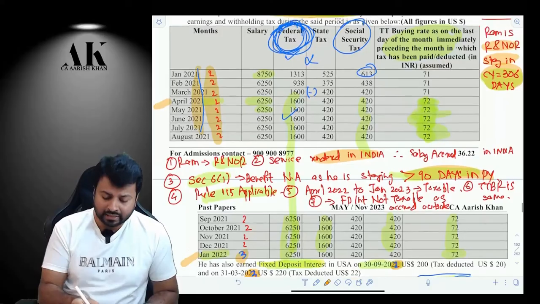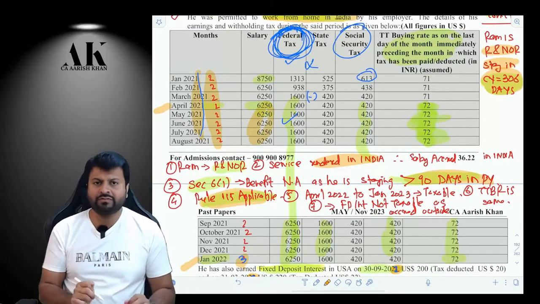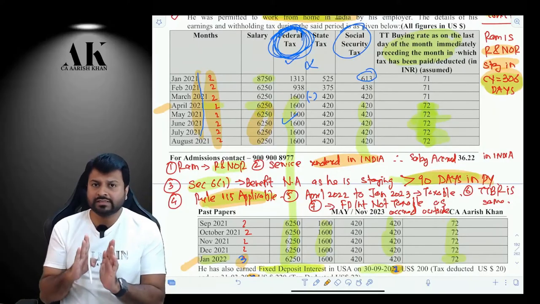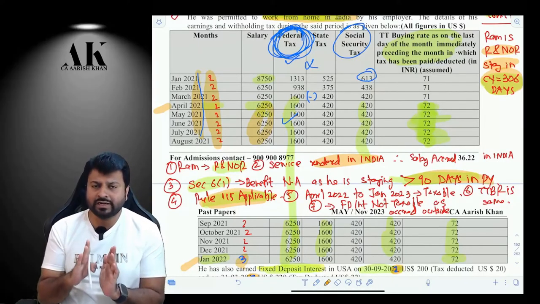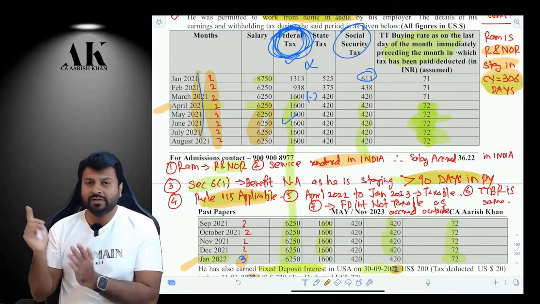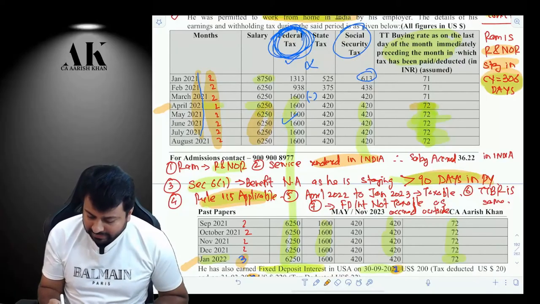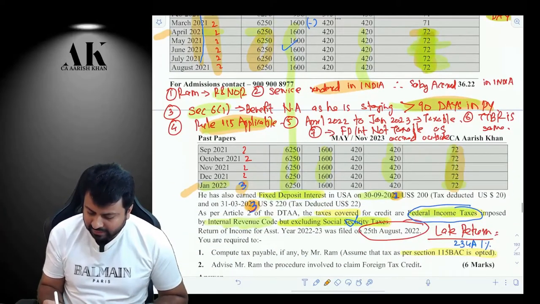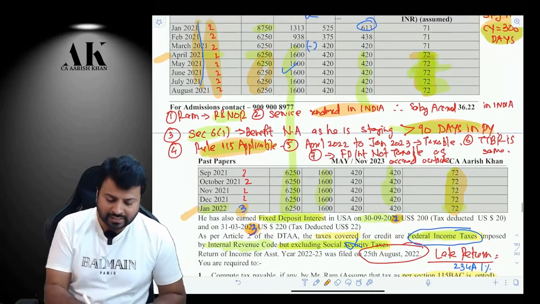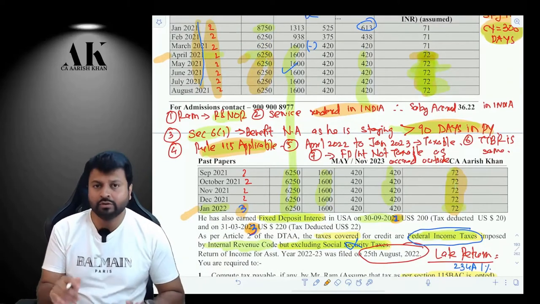Now, how to compute that? You have to convert all the salary into rupees. To convert that, you have to apply rule 115. As per rule 115, the salary income is converted as per the TTBR of the preceding month. So for April, you have to take the TTBR of the preceding month. Now, luckily, the TTBR of the preceding month is given over here and it is same for every month. So luckily, it is very simple for us. 6250 into how many months? From April to Jan, 10 months into 72, we'll get the salary.